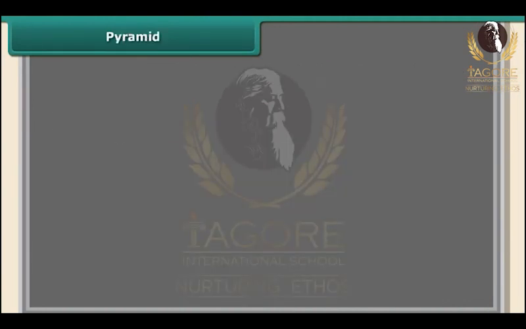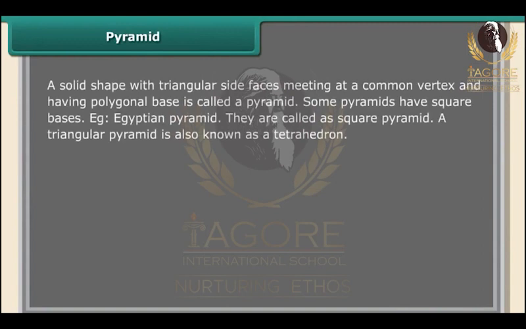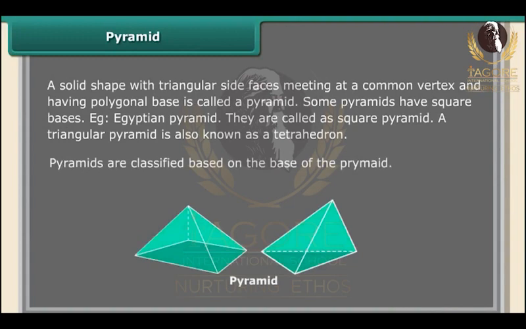Pyramid: a solid shape with triangular side faces meeting at a common vertex and having a polygonal base is called a pyramid. Some pyramids have square bases. Example, Egyptian pyramid. They are called square pyramids. A triangular pyramid is also known as tetrahedron. Pyramids are classified based on the base of the pyramid.